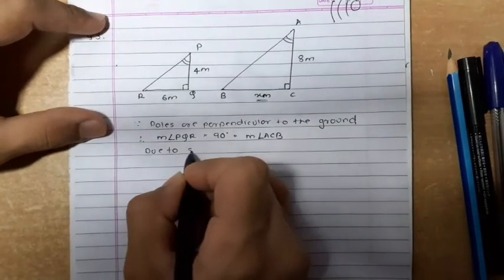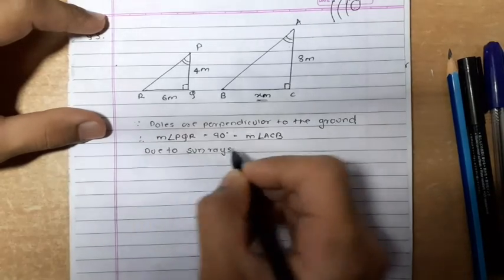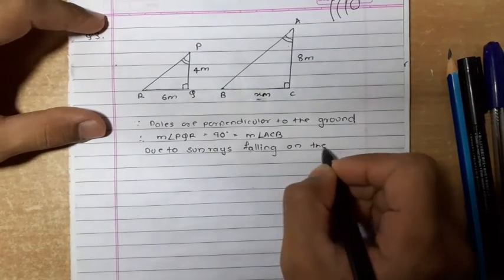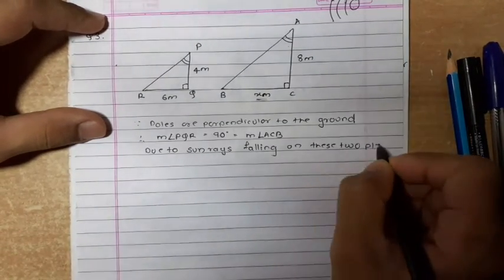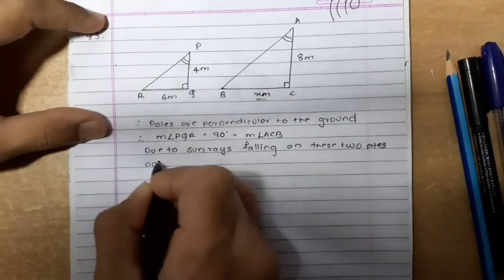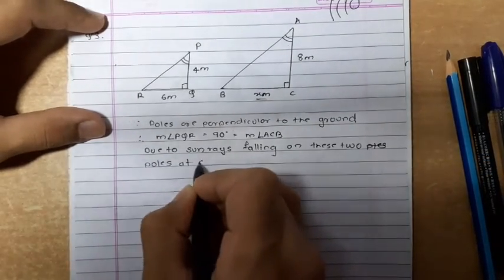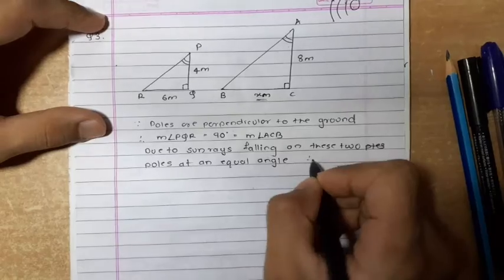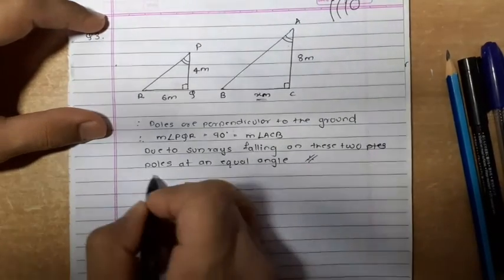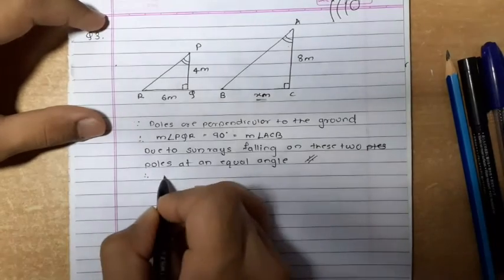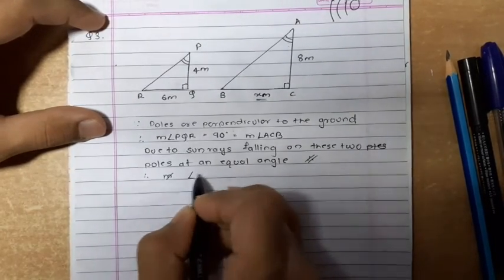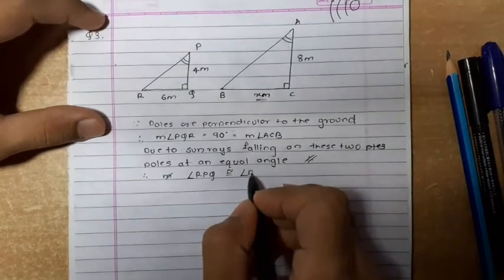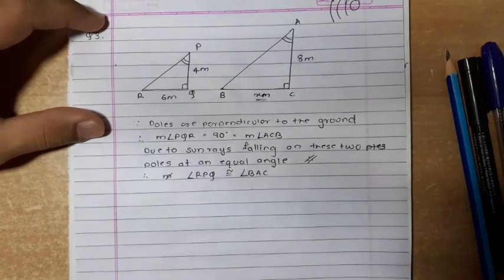Due to sun rays falling on these two poles, I'll write it over here, at an equal angle, therefore I'll write angle RPQ will be congruent to angle BAC, right?